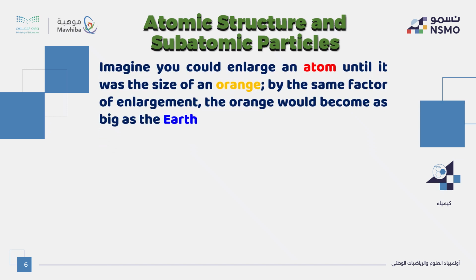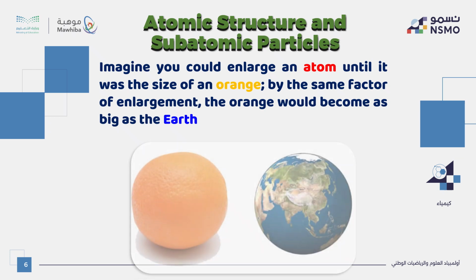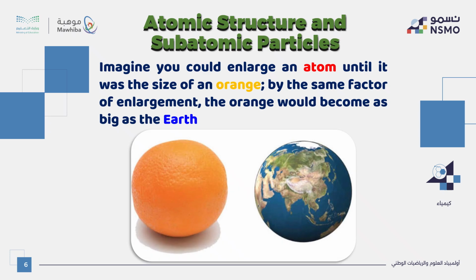The image here comparing the atom to an orange helps us to understand atomic size. If an atom were enlarged to the size of an orange, then by the same scale the orange would be as large as the Earth. That is how incredibly tiny atoms are. This shows that atoms are very, very small.